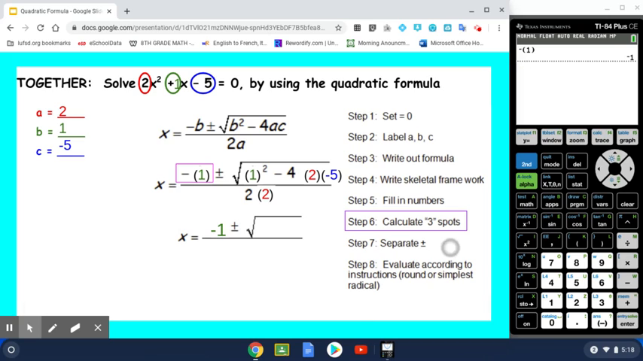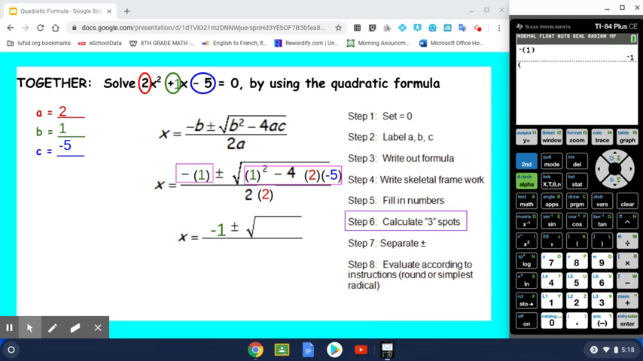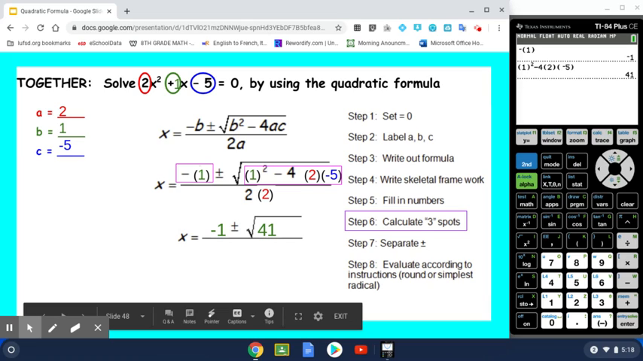Now I'm going to calculate the next spot, which is all under the radical. Plug it in exactly as written. So it's parenthesis 1, close parenthesis, squared sign, which is x squared, minus sign, not negative, minus 4, parenthesis 2, close it, open it, negative 5, parenthesis. So it's very important that you're using a minus next to a 4 and a negative for the 5. Press enter, you get 41. So that's the number that should be going under the radical.